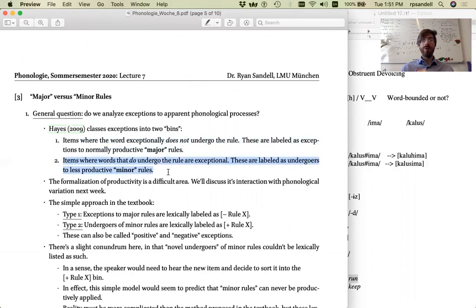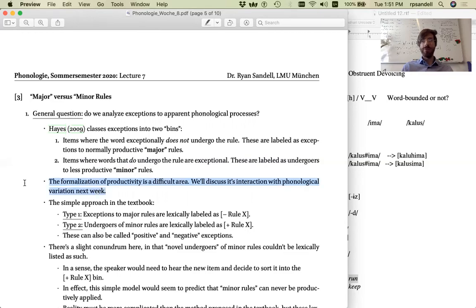Then on the other hand, there are processes where the words that undergo the process are the exceptional ones. And these can be labeled as words that undergo minor rules. So in that case, the normal state is that this rule doesn't apply, so if you invent a new context for that rule, we expect it to not apply. But there are some cases of words where the rule does seem to exist.